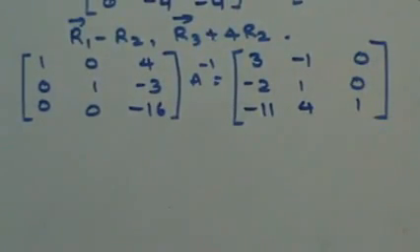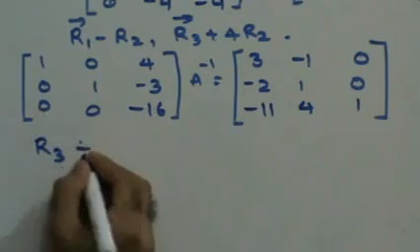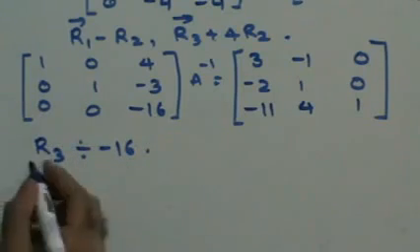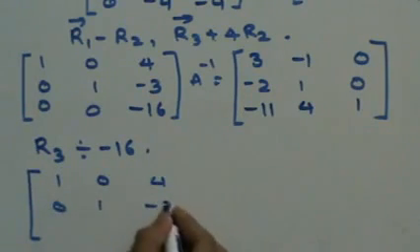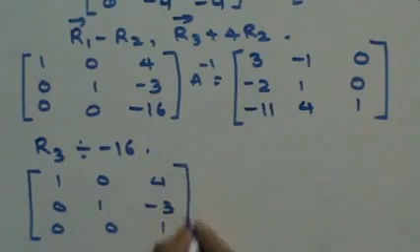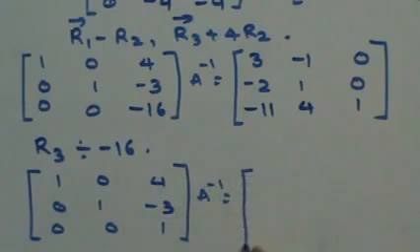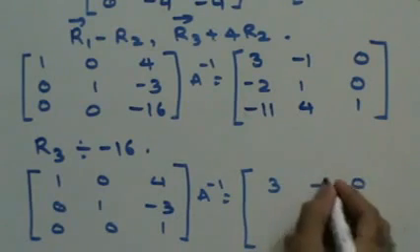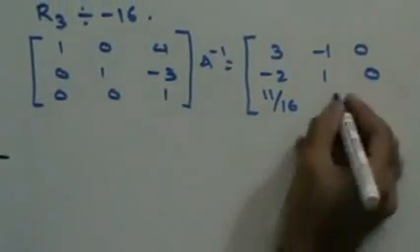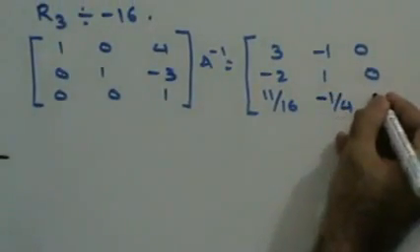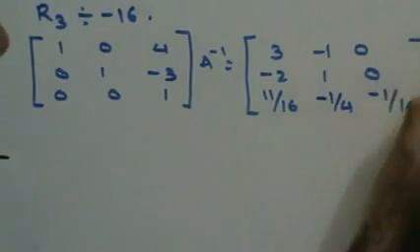Right? Now I need to make the number in the ninth position as 1. How do I do that? Divide R3 by minus 16. If I divide R3 by minus 16, I'll get 1, 0, 4, 0, 1, minus 3, 0, 0, 1 into A inverse is 3, minus 1, 0, minus 2, 1, 0. I'm dividing by minus 16, so this is 11 upon 16. This is 4 upon minus 16, so that's minus 1 upon 4, and this is minus 1 upon 16.